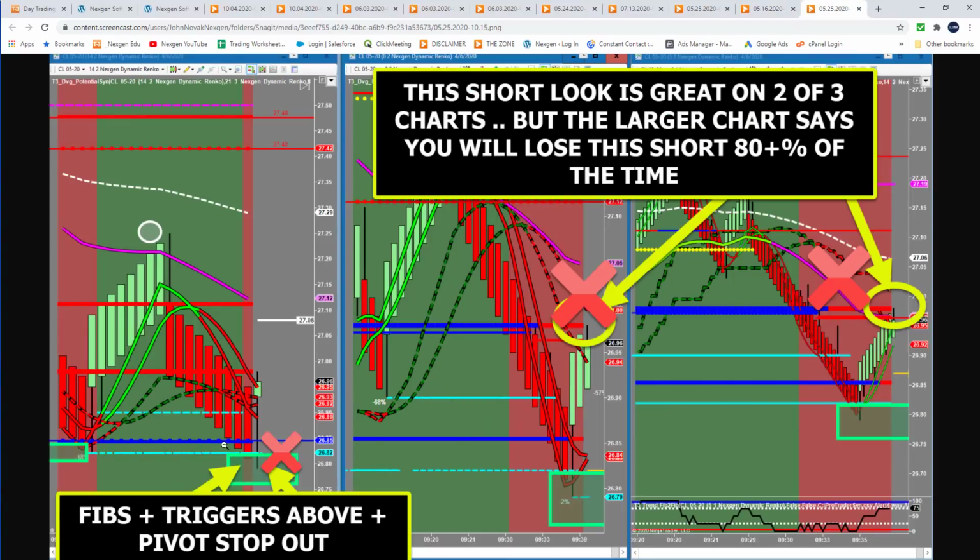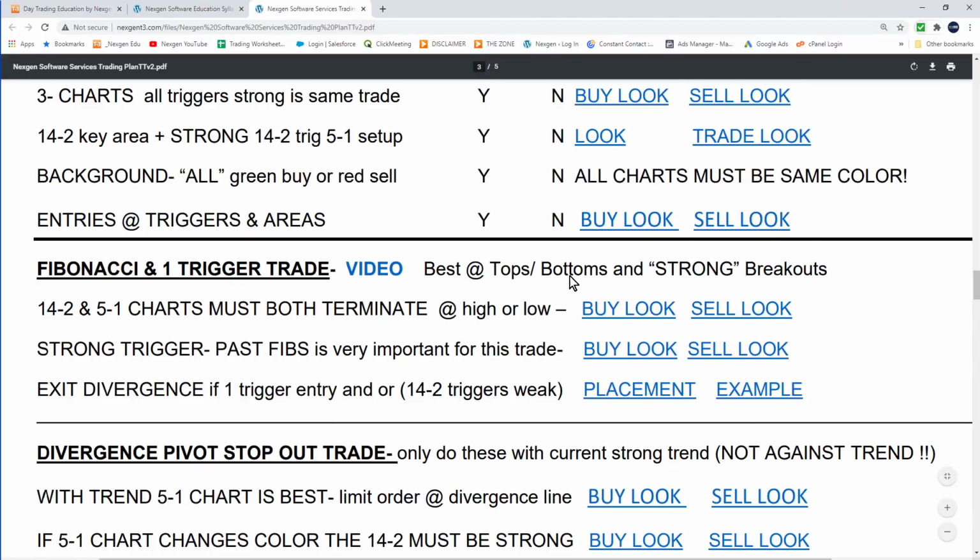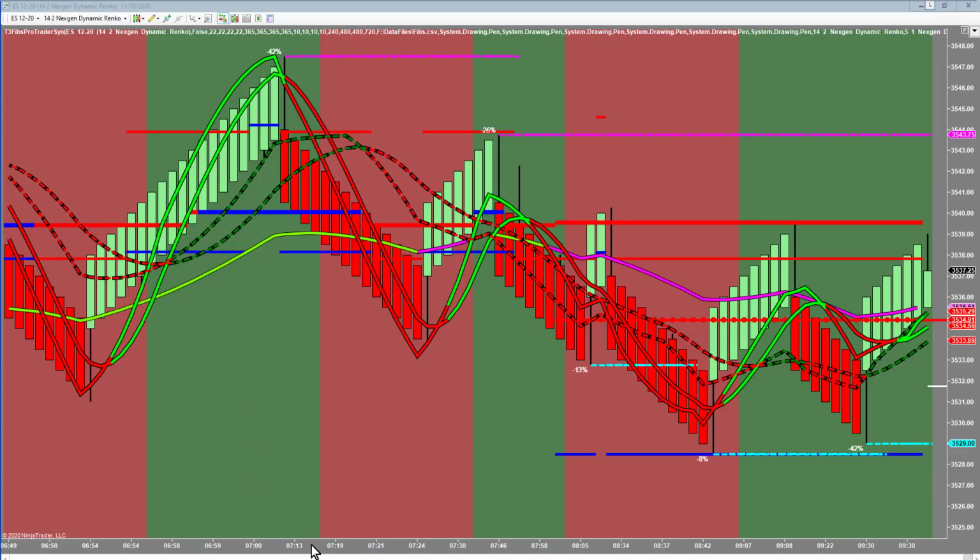And again, look, this is a good example of a trade you won't take because of a large chart pivot stop out termination condition. And again, when you take those, you lose them, and what we're going to be looking for is going the other way. So let's take a look at our charts, and again, we can start with today. We'll go back a few days, but I wanted you to kind of see the difference.